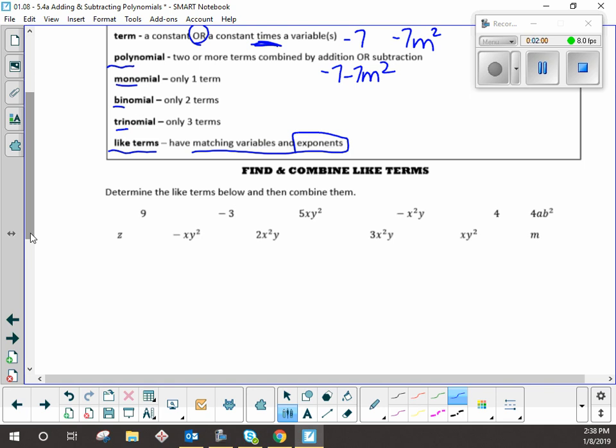So I have this cloud of terms, and I'm going to start here with the 9. What out of all these terms could I combine with the 9? 4. What else? And negative 3. All right, so that's all the like terms that go with 9, and here's how I would combine them. I'd add them. 9 plus negative 3 is 6, plus 4 is 10.